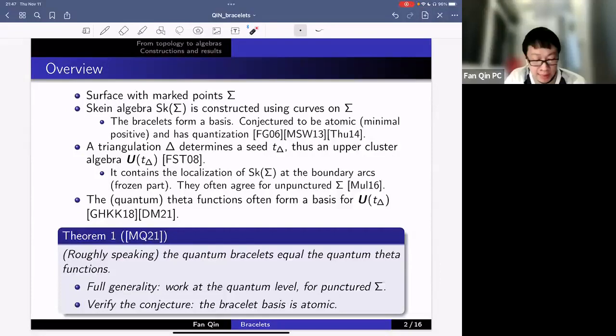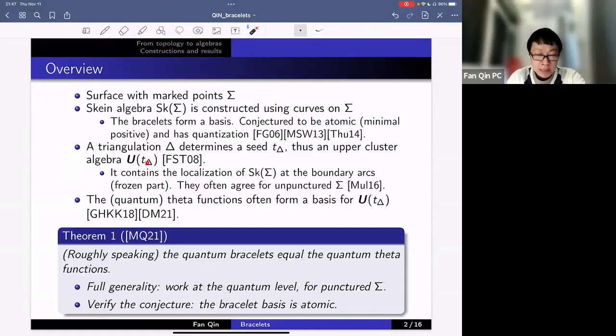Now for cluster algebra, if we choose any triangulation of this surface, we can get a seed, and thus we can get an upper cluster algebra by using this seed, T delta, as the initial one. Naturally, this upper cluster algebra contains the localization of this skein algebra at the boundary arcs, namely the boundary arcs are frozen cluster variables, and when you localize, it is still contained in the upper cluster algebra. And these two algebras are often the same for unpunctured surfaces. This was due to Greg Muller.